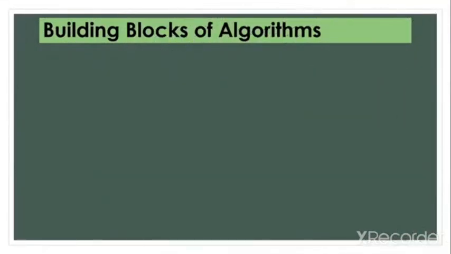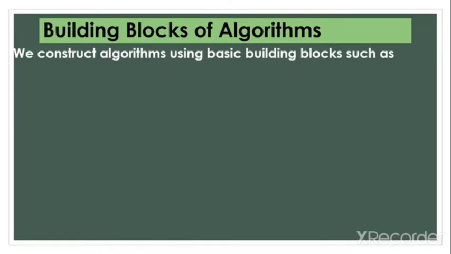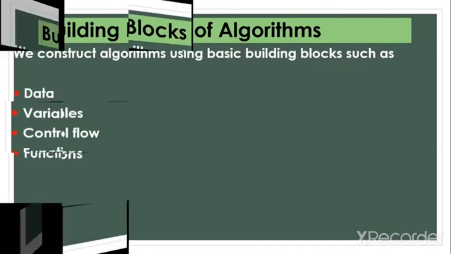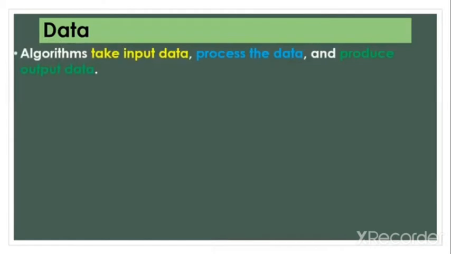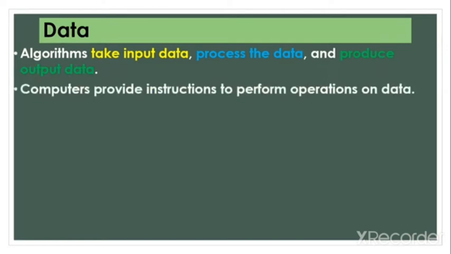Building blocks of algorithm. What are the important building blocks of algorithms? Data, variables, control flow and functions. Let's discuss about all this. Data. So you all know about data, no? Data is what? It is a raw fact. Okay. So which is used to process and produce the information, that is produce the output here. So algorithm takes input data, process the data and produce the output data. Computer provides instruction to perform operations on data.